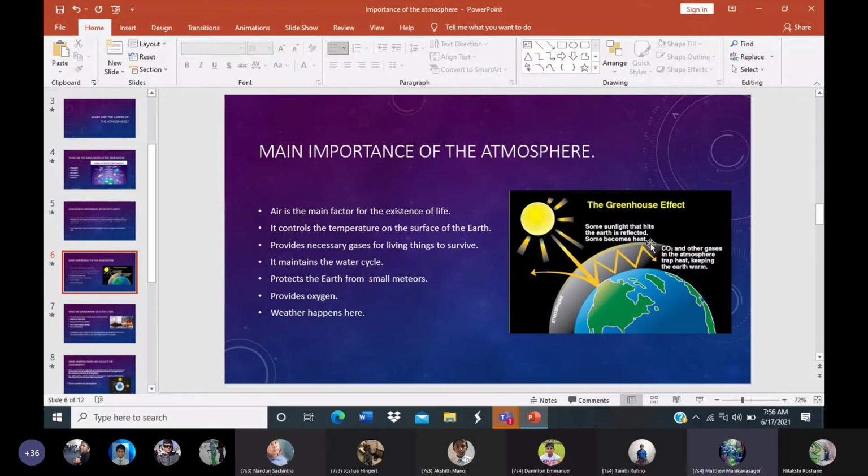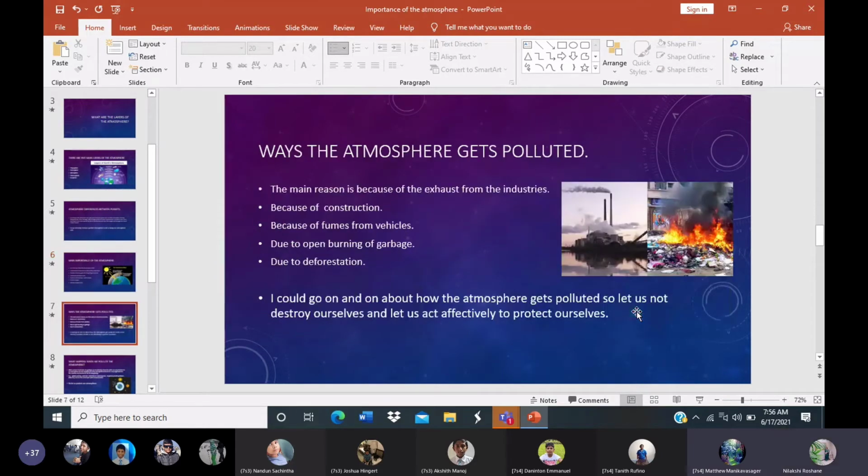So let's say we didn't have an atmosphere, all the meteors would come to Earth, and that'll be the end of mankind. And it provides oxygen as well. Without oxygen, we can't live. So it's really important, our atmosphere. Weather also happens here.